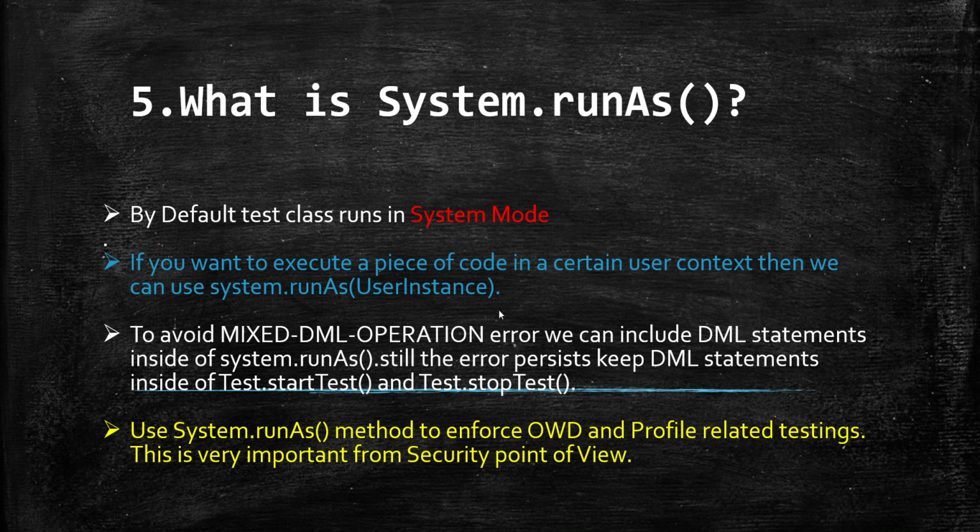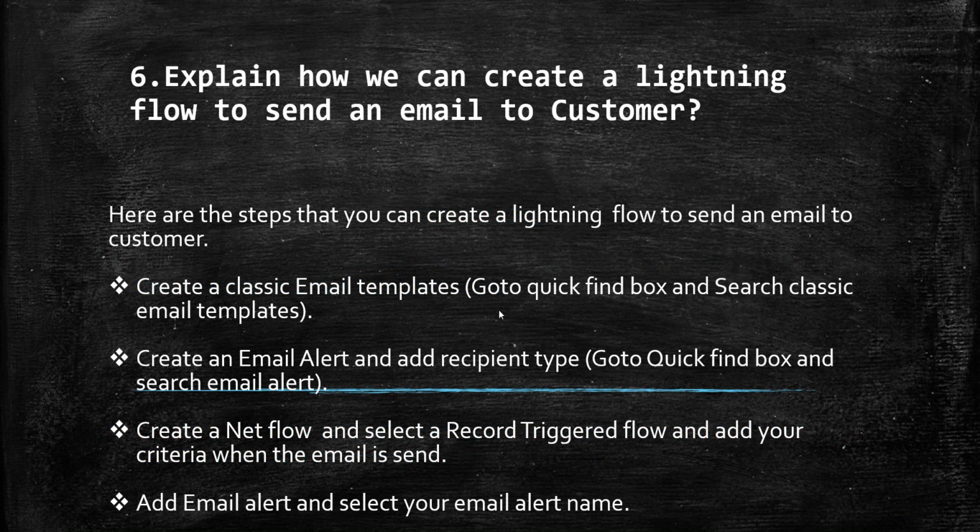Coming to the next question: explain how we can create a Lightning flow to send an email to a customer. Here are the steps. Firstly, you have to go to Setup. In Setup, go to Quick Find box and search for Classic Email Template.